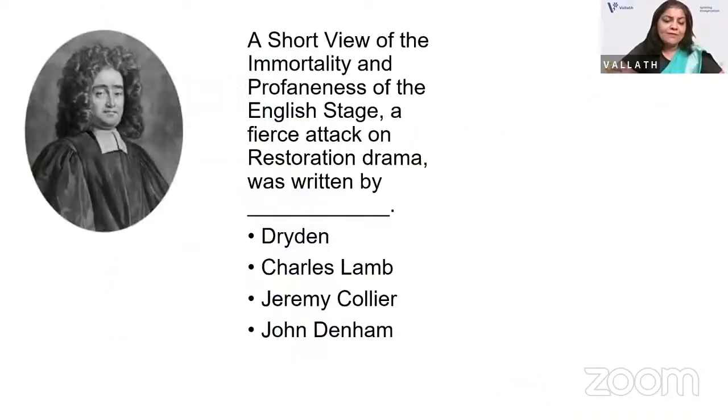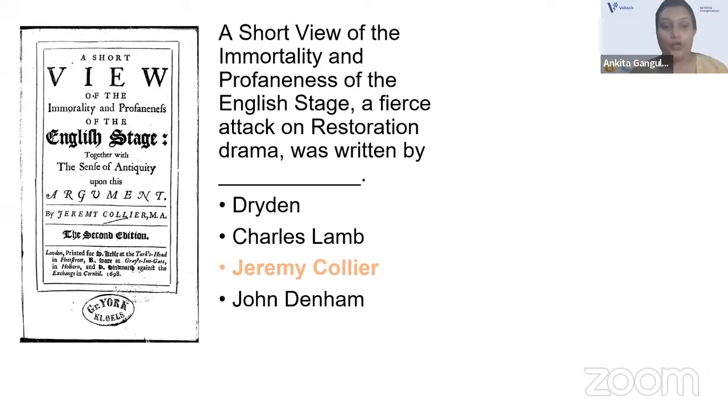A Short View of the Immorality and Profaneness of the English Stage is a fierce attack on Restoration drama. Congreve and Vanbrugh were attacked. Who is the author? Okay. So it was an anti-theatrical pamphlet which attacked Restoration drama, and this pamphlet came out in 1698. So who wrote this anti-theatrical pamphlet? Was it Dryden or Charles Lamb or Jeremy Collier or John Denham? This pamphlet, A Short View of the Immorality and Profaneness of the English Stage, was written by Jeremy Collier. And this came out in 1698. Vanbrugh and Congreve, they were attacked.